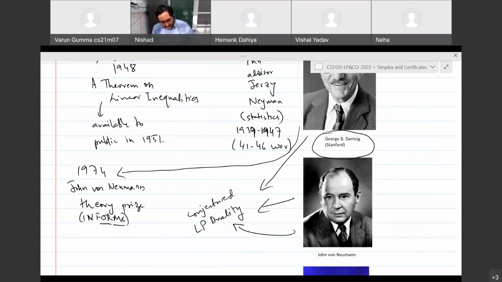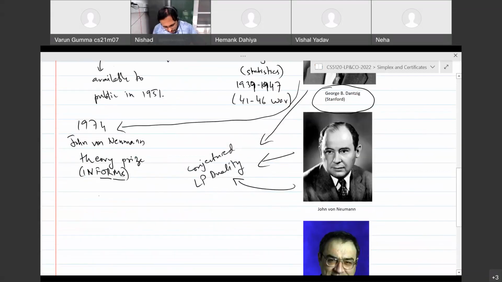Right? Since 1982, there is also a George Danzig Prize. So there's a George B. Danzig Prize that was announced by the Mathematical Programming Society.